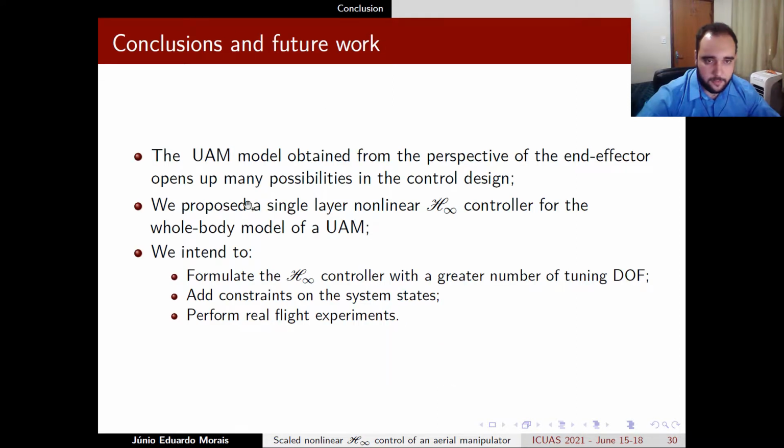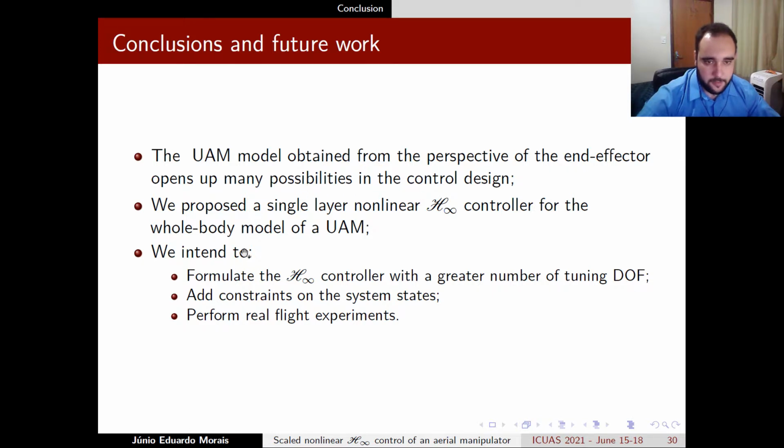For the conclusions of the work, we have obtained the model from the perspective of the end effector and showed that this allows us to design a single-layer controller that directly controls the pose of the end effector, and that the proposed single-layer nonlinear H-infinity controller had satisfactory tracking performance and also had a good computational performance.